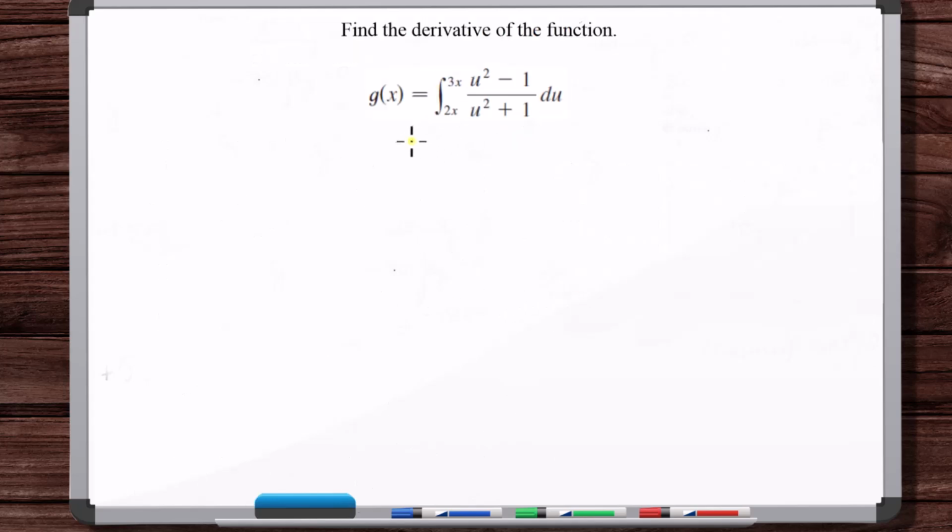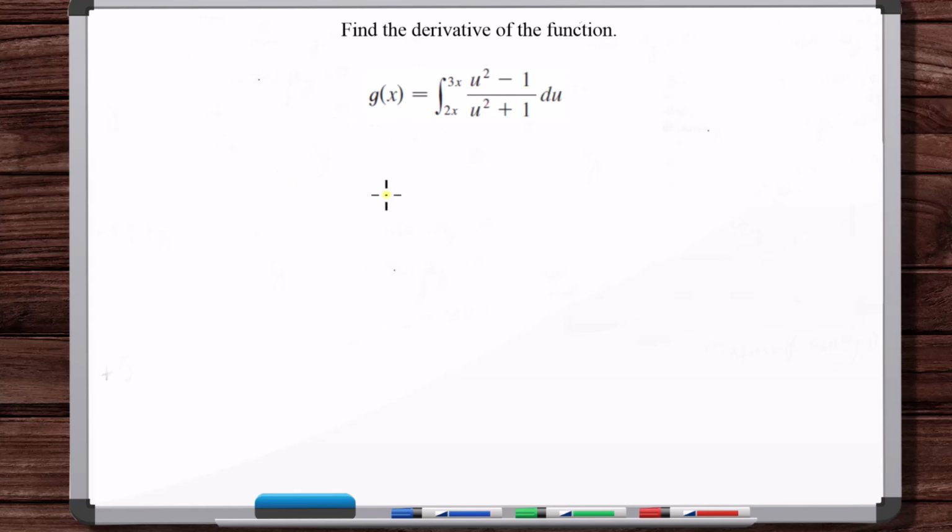All right, find the derivative of this function. So we want to put this in a form where we can use the fundamental theorem part 1. With the fundamental theorem part 1, one of these is a variable term and the other is a constant term. And so we can use the property of definite integrals with consecutive areas here.